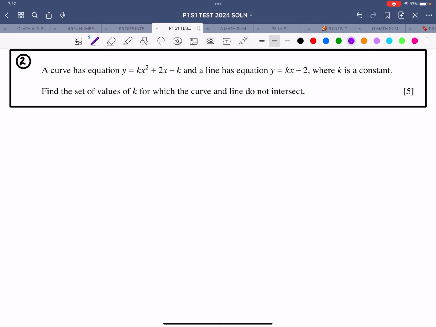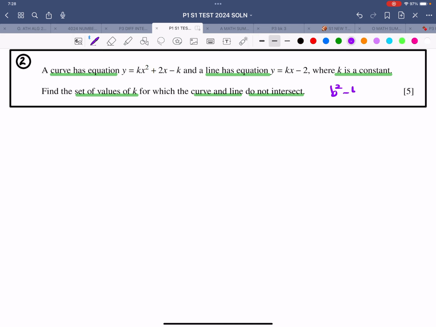The second question. A curve has this equation. A line has this equation. K is a constant. Find the set of values of k for which the curve and line do not intersect. Again, it's a question of quadratics.